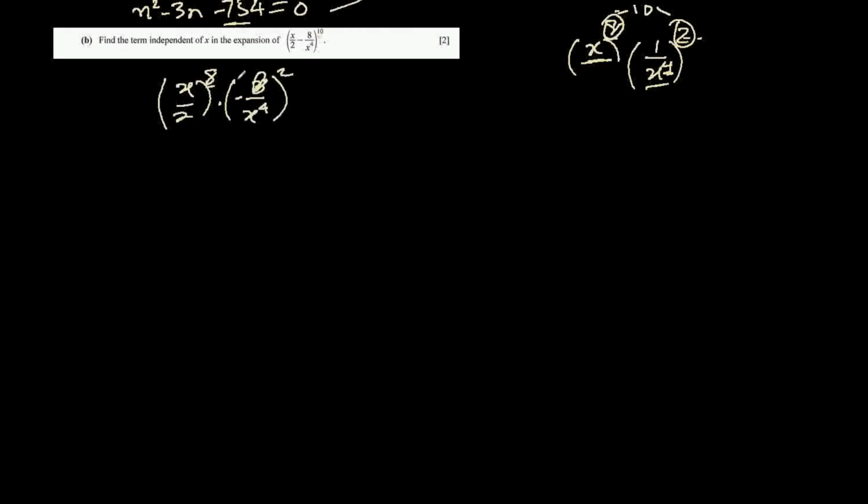See, 10 is divided into two parts, and then we have to write n is 10 in this case, C and any of the two. You can write 8 or 2. I prefer 8. That will be the term which will not have any x.